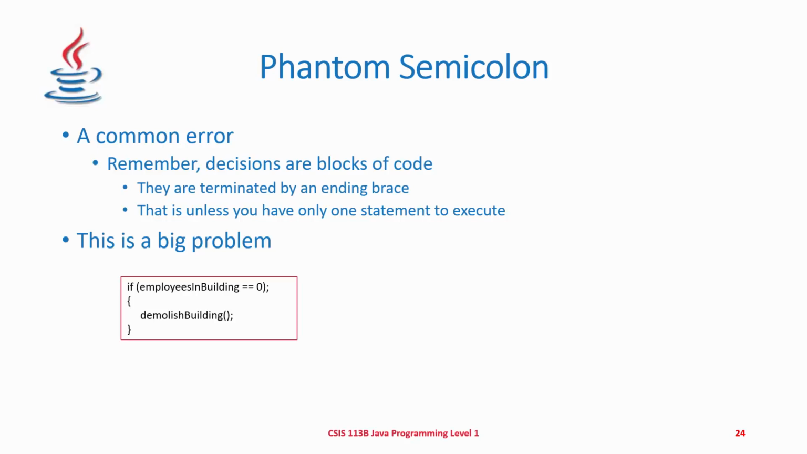And so that's what you see in the example there. We've got the if with the condition, employees in building compares to 0, and then after the condition a semicolon. So that is incorrect. That is going to throw an error. So semicolons only go after the statements. When you have ifs and else ifs, we collect all the statements into the curly braces, but you never terminate the conditional expression with a semicolon.